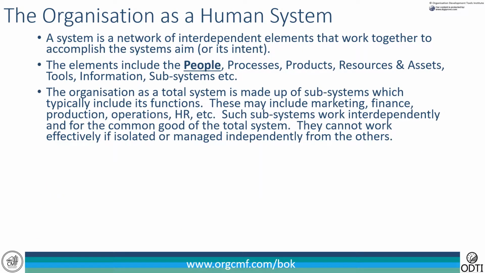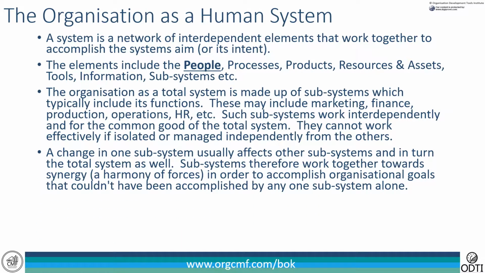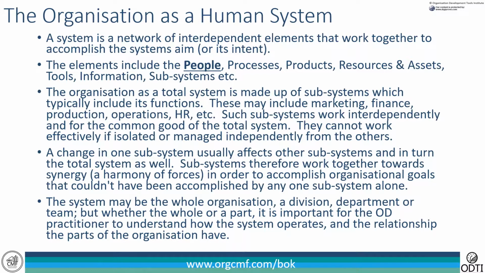Organization subsystems include its functions, for example, manufacturing, HR, or IT. Subsystems act interdependently for the common good of the organization overall. A change in one subsystem usually affects other subsystems and the overall organization system. The system can be considered as the organization overall, or as a division, or a department, or a team.